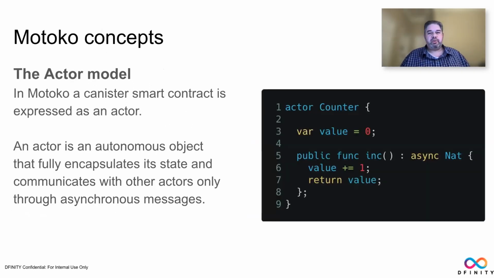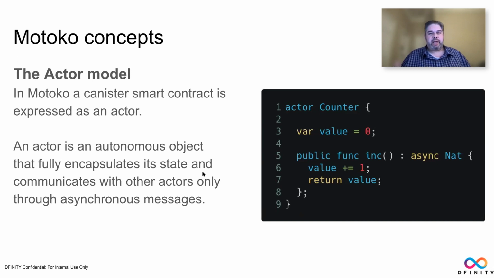The way Motoko works is that we use the actor model, and the actor model is a way to encapsulate your functionality in your smart contract and your state. So if you look at the small code sample here on the right, you have a value, which is the state, the data we hold in the smart contract, and then here we have a functionality. We have a function that, in this case, just can increment the value. So we have both the functionality and the state in the actor.